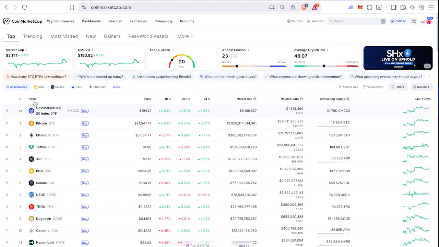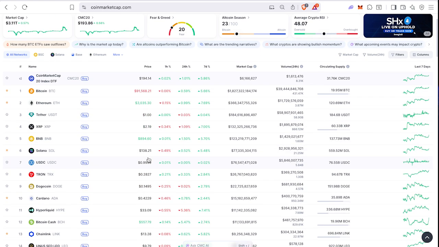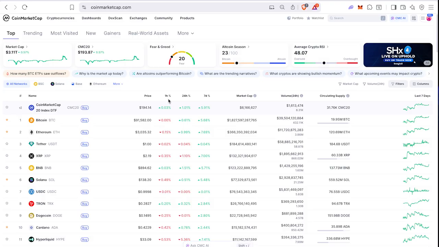So I'll break it down by each column. Right here you have the name, and you can just go down the list and you'll see them. Then next up to the right you have the price. That's the price at which it's trading. Next to that you have the percentage change over specific time periods. Here you have the hour, the 24-hour, and the week. As you can see, Bitcoin has been green over these three different time periods.